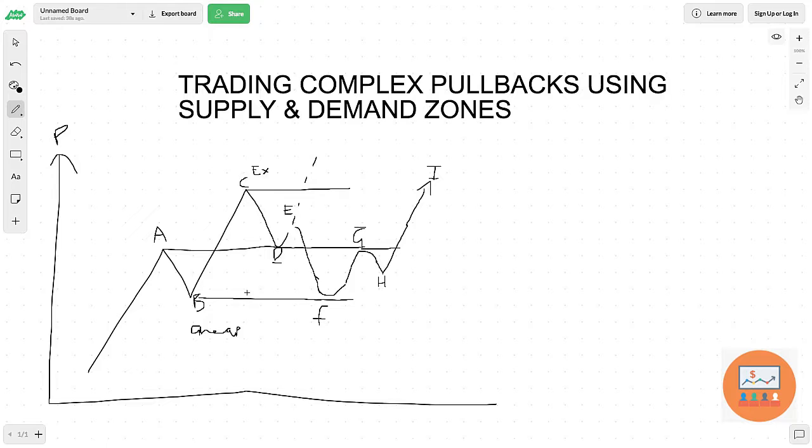But this really is how to avoid what you would consider complex pullbacks, and how we trade complex pullbacks as supply and demand traders. It's really just thinking about where it is that you're trying to buy, right? You need an edge, right? And support and resistance is not an edge, because 99.9% of traders are trading support and resistance. So how is that an edge? It's obvious for everybody to see, right?